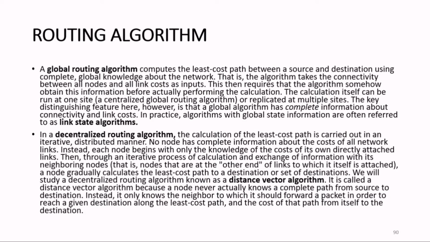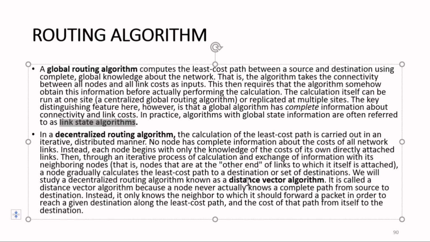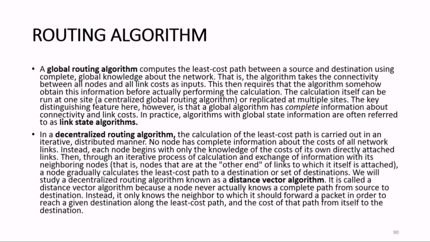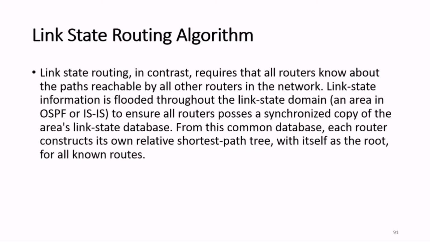In the routing algorithm, we will discuss two types of algorithm. The first is the link state algorithm, and the second is the distance vector algorithm. The link state algorithm is also known as the global routing algorithm, while the distance vector algorithm is also known as the decentralized routing algorithm. So let's look into the link state algorithm first.